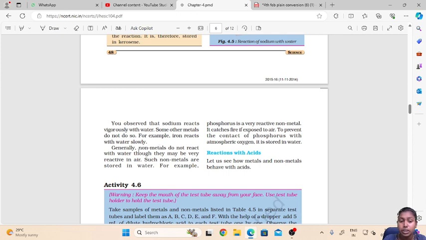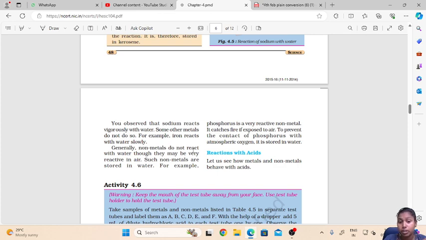Non-metals usually don't react with water. Therefore, they are stored in water. For example, phosphorus. Phosphorus is a non-metal which is very reactive in the presence of air. So it reacts very fast in the air. To prevent it from reacting with air, it is stored in water.